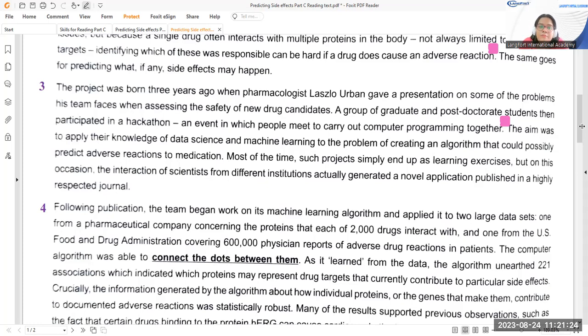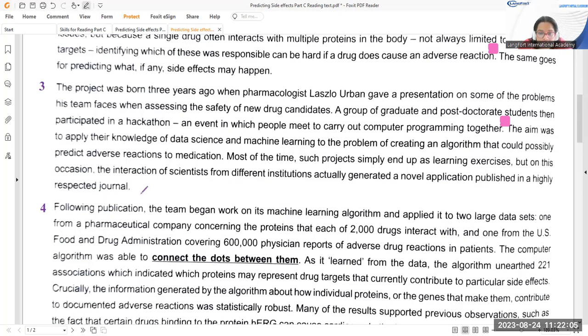So they created a project 3 years ago when pharmacologist Laszlo Urban, that's his name, gave a presentation on some of the problems, some of the issues that his team faced when they were evaluating the safety of some new drugs. So Laszlo's team was trying to assess some new drugs, and they faced a lot of issues. Based on that, a project was born. In this one, a group of graduate and postdoctorate students, who are trying to take their doctorate, participated in a hackathon. Hackathon is an event where people who are interested in computer programming come together and do tasks. So these students came together and participated in a hackathon.